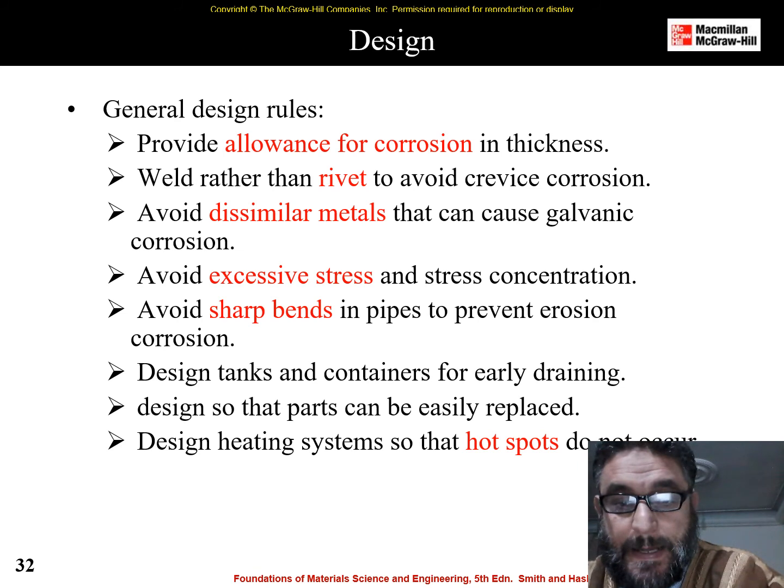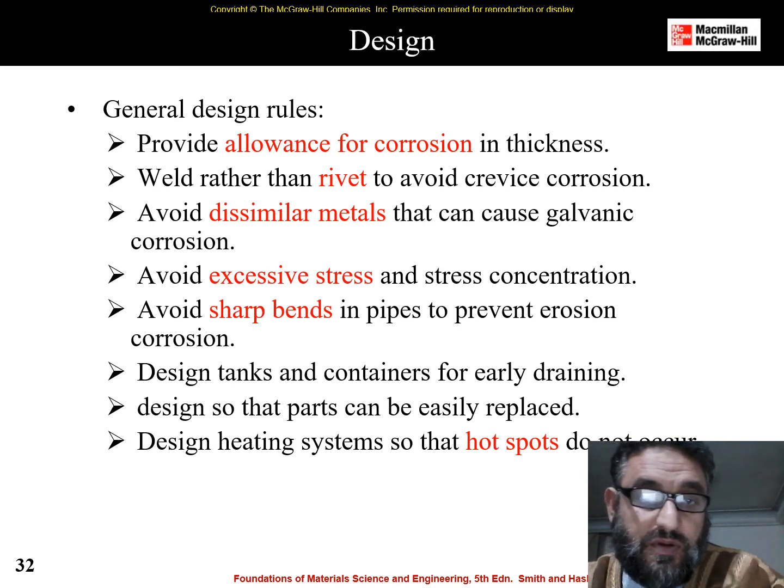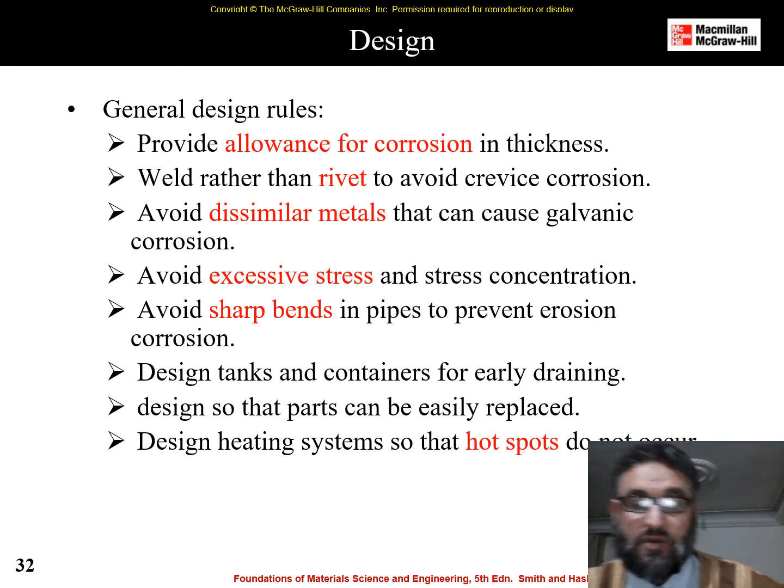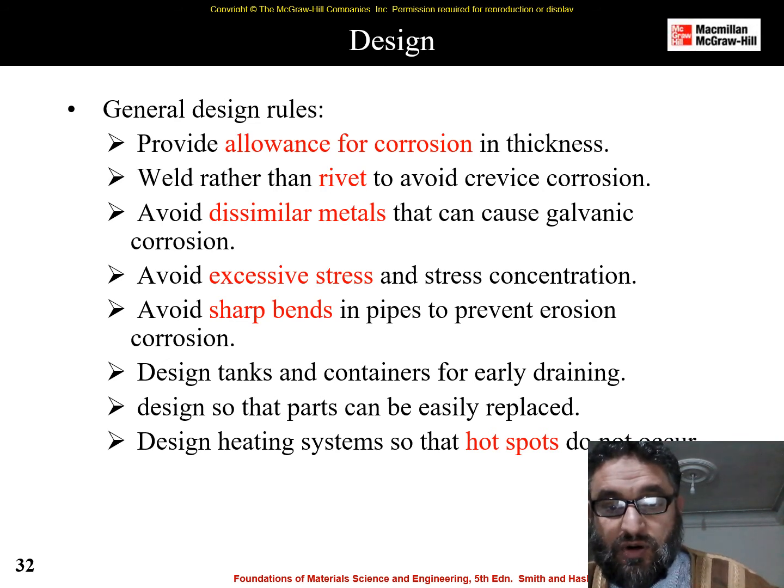So the second measure is design: to make a proper design for our equipment to avoid corrosion. In general, we have some design rules to make our design less subjected to corrosion conditions. Like we provide allowance for corrosion in thickness.